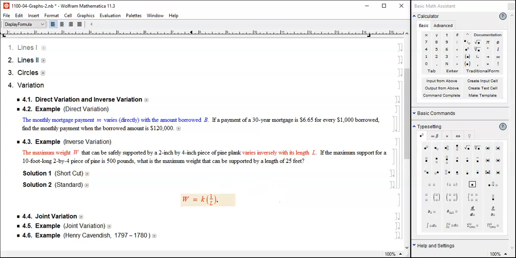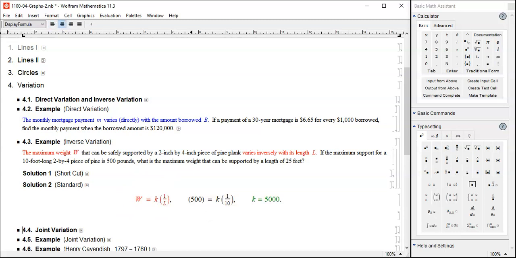So what do we have? When L is 10 feet, the maximum support is 500 pounds. So 500 is equal to k times 1 over 10. Therefore, k is 5,000. Simple problem. So simple that I didn't need a calculator. 10 times 500. Okay, 5,000. All right. Let's plug it in right here. If I do that, then I'm going to get a complete equation that can be used.